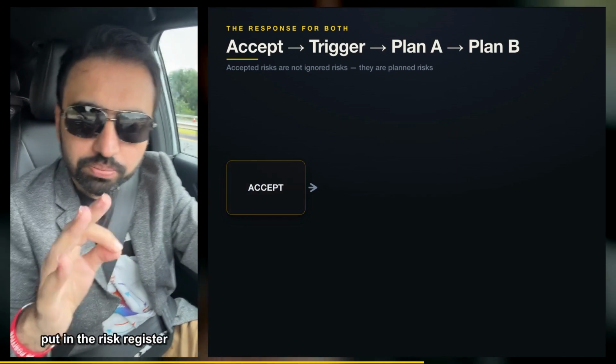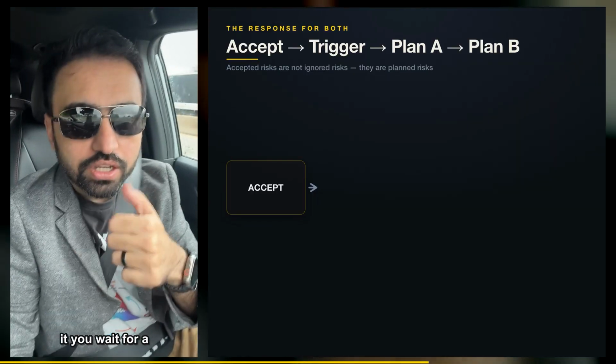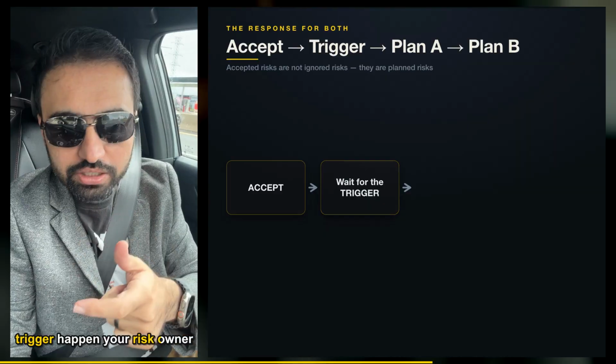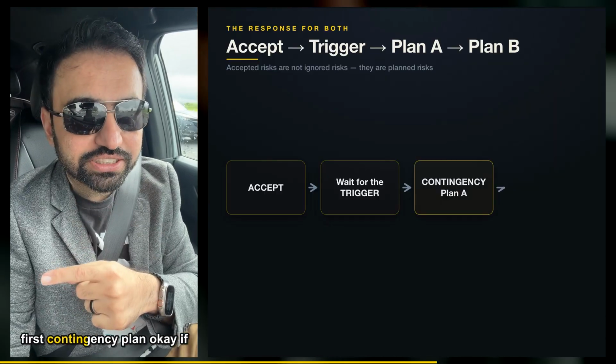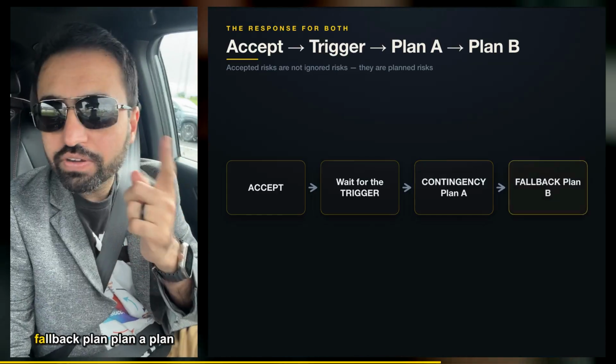You identify the risk and put it in the risk register. You don't take any action. You make a plan for it. You wait for a trigger to happen. When a trigger happens, your risk owner will implement the risk response plan. First, the contingency plan. If that plan is good, good. If not, we have a fallback plan.